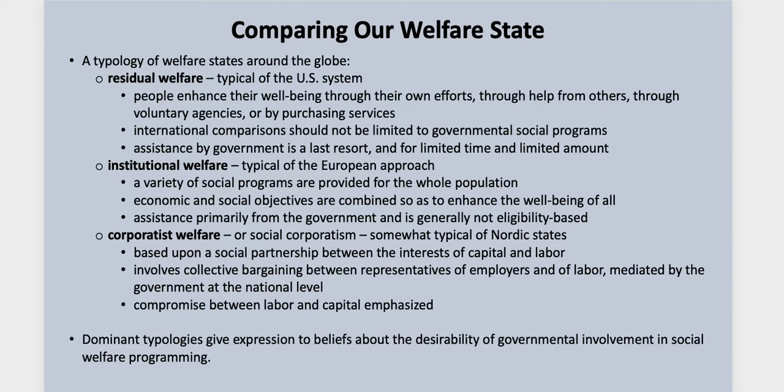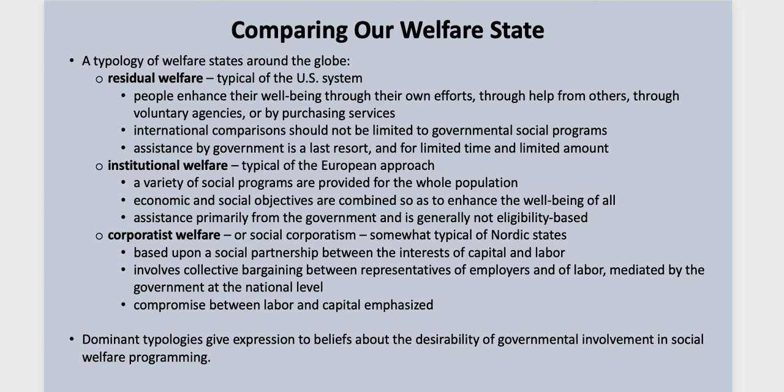Now, probably the most socialized form of social welfare programs, as far as the government systems and social programs are concerned, really occurs within the Scandinavian nations, and Karger says that this is based largely upon a social partnership between the interests of capital and labor, and so the government intervenes and mediates a bargaining between representatives of employers and of labor in order to attain certain benefits for the society members, and the compromise between labor and capital is very much emphasized here.